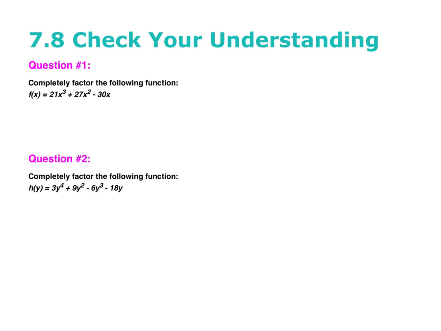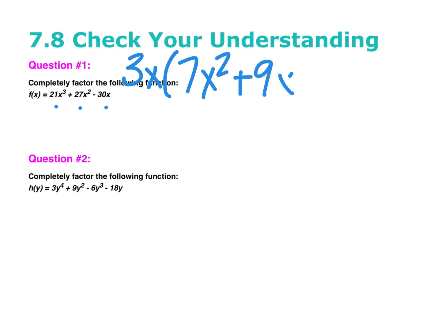So for this first trinomial, the key to it is to actually pull out a greatest common factor for all 3 terms. And what you can actually pull out is a multiple of 3 and a single x. So if we do that first, I'm going to pull that out, and I'm going to get 7x squared. Then this will become 9x and minus 10. Now this remaining trinomial can be factored.